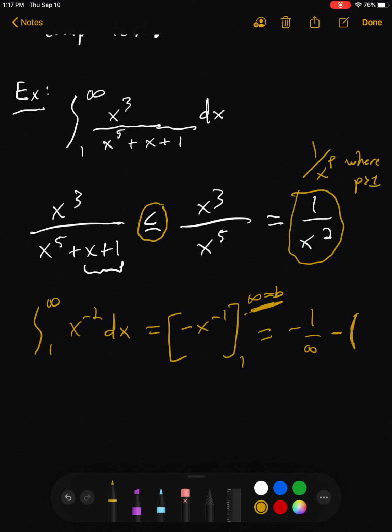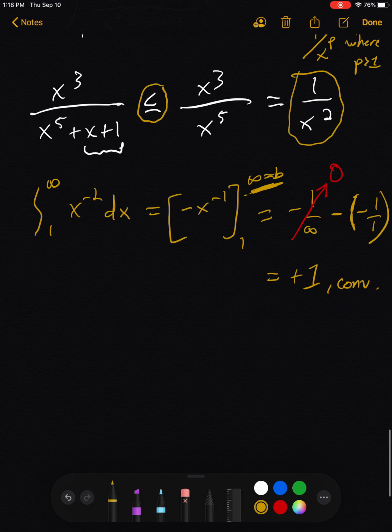So negative 1 over infinity minus a negative 1 over 1. What does that end up equaling? Well, when we apply the limit, that is going to go to 0. And so I'm going to have positive 1. So it converges.